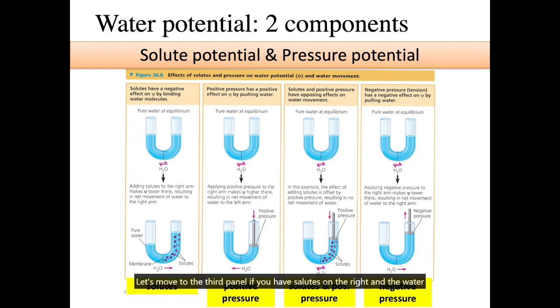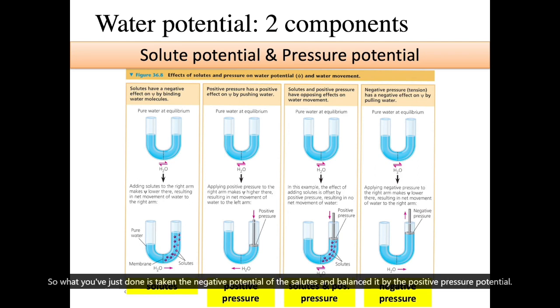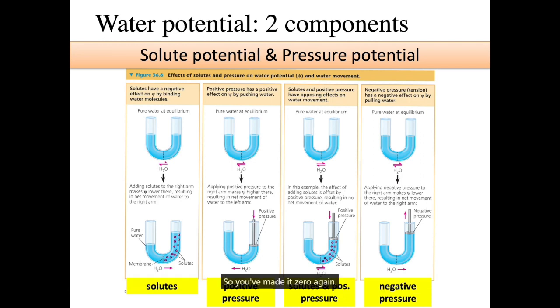Let's move to the third panel. If you have solutes on the right and the water has moved up, as you saw in panel 1, and you push down with positive pressure, you can push down hard enough so that the water levels are the same in the left and the right sides of this U-shaped tube. So what you've just done is taken the negative potential of the solutes and balanced it by the positive pressure potential. And here you can see that the sum of pressure potential and solute potential adds up to the total water potential. So you've made it 0 again.